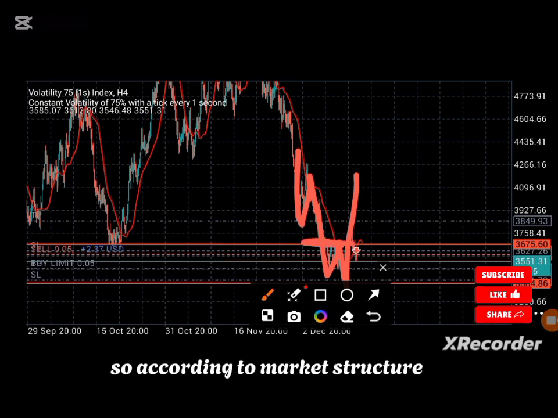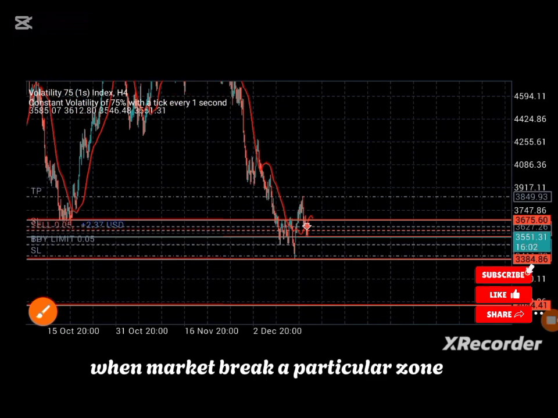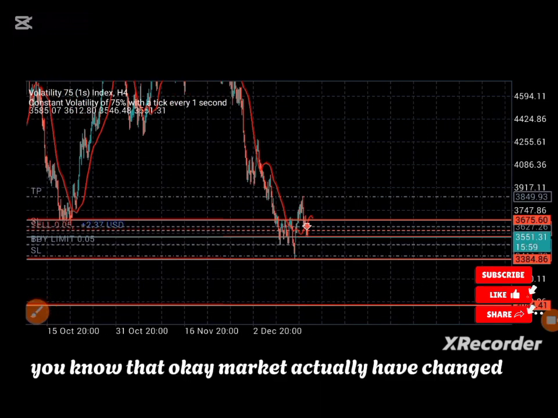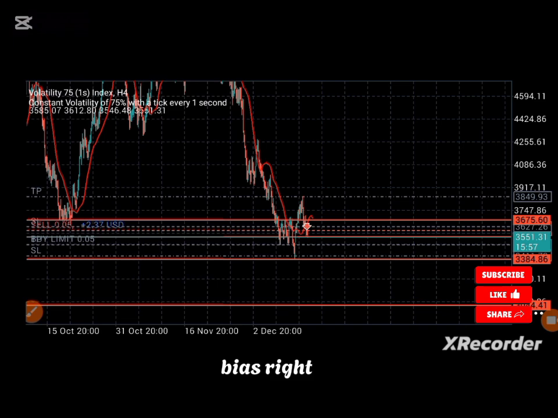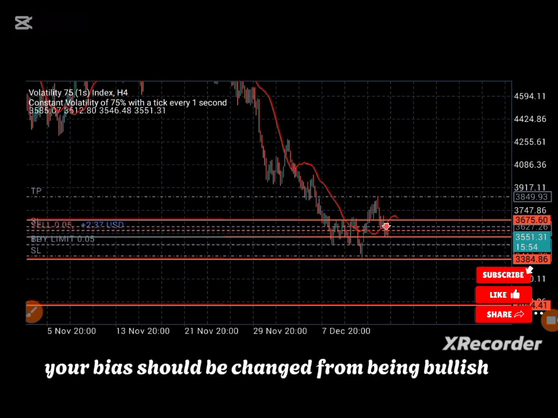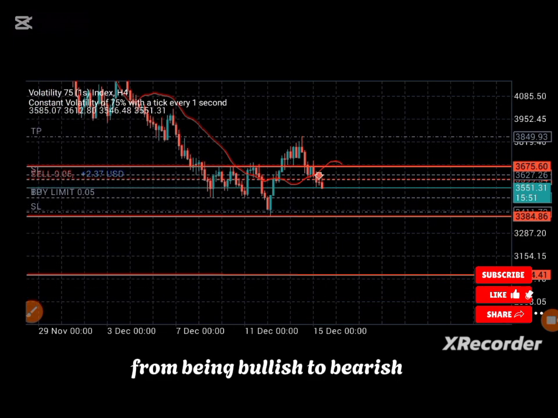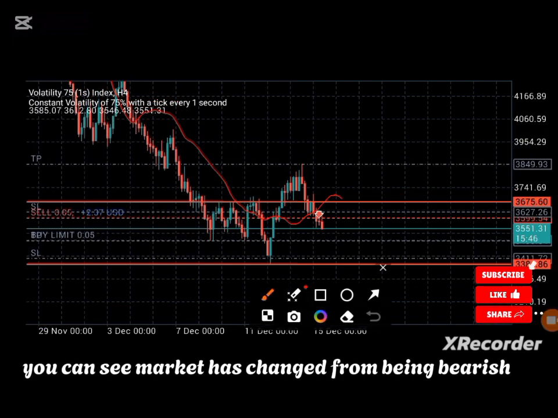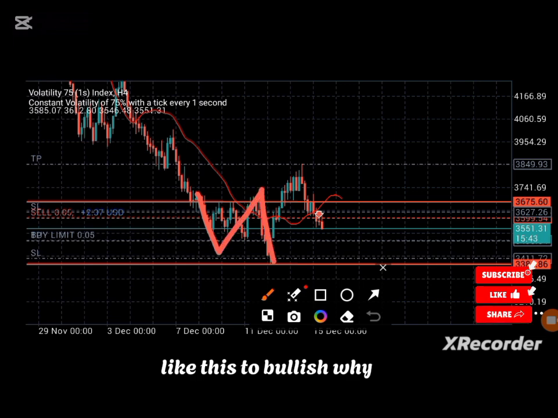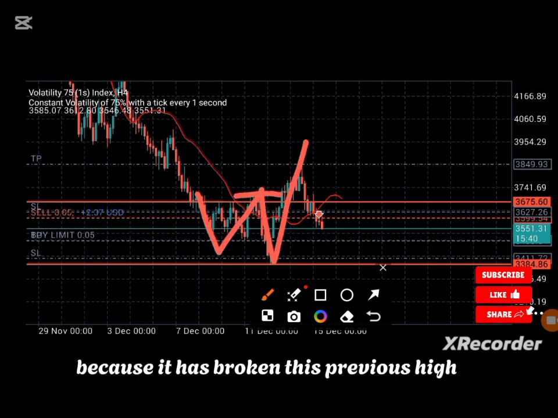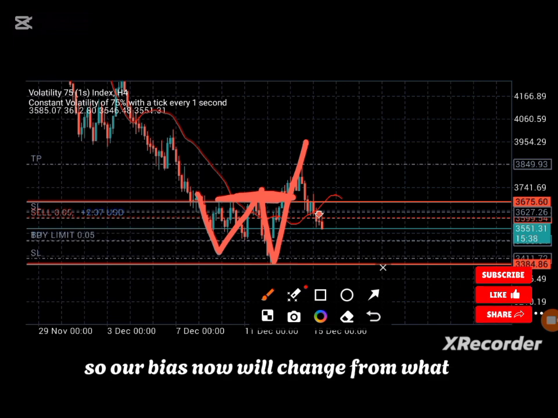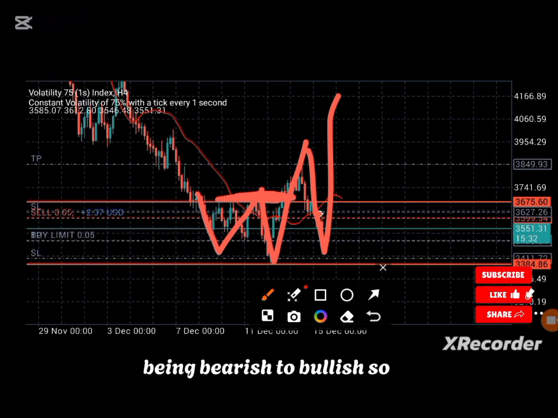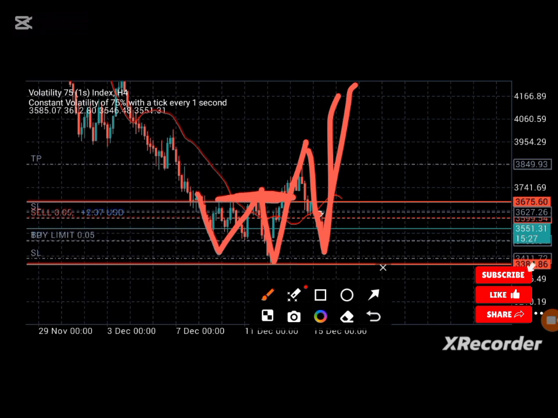It broke it. So according to market structure, when the market breaks a particular zone, you know the market has changed bias. Your bias should change from bullish to bearish, or from bearish to bullish. At this point, you can see the market has changed from bearish to bullish, because it has broken this previous high. So our bias now changes from bearish to bullish, and what we should be expecting from this structure forming now is to go bullish like this. That's what I'm looking out for.